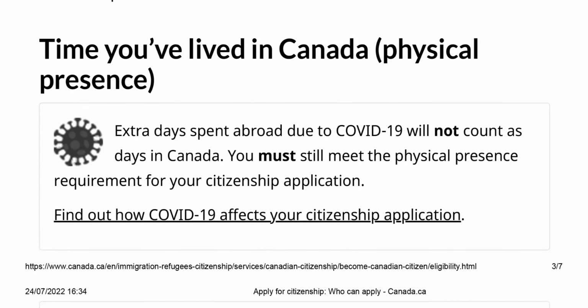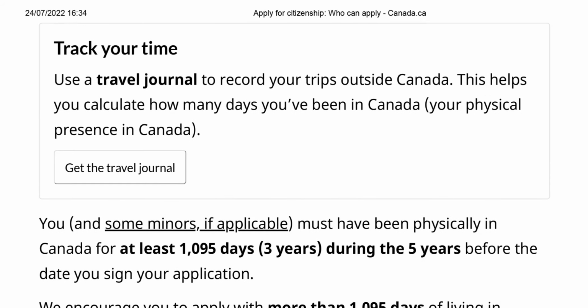Time a permanent resident has lived in Canada. You must have been physically present in Canada for no less than 1,095 days during the 5-year period right before the date you sign your citizenship application. The condition applies to every candidate, regardless of age. Keeping a record of all your trips outside Canada will help to estimate your physical presence and meet Canada's immigration requirements.